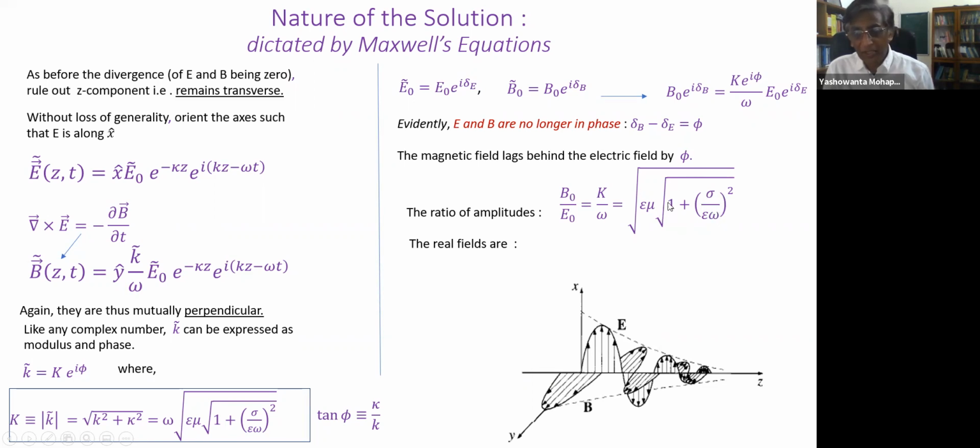Okay, of course, if sigma by omega is large as compared to 1, then this will be sigma by omega here. We'll see the consequences.